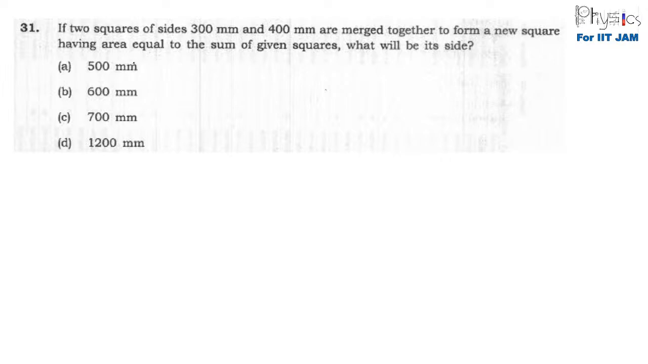The question is, if two squares of sides 300 millimeter and 400 millimeter are merged together to form a new square having area equal to the sum of given squares, what will be its side? So please try, guys. What will be the answer? Please tell me what will be the correct option.